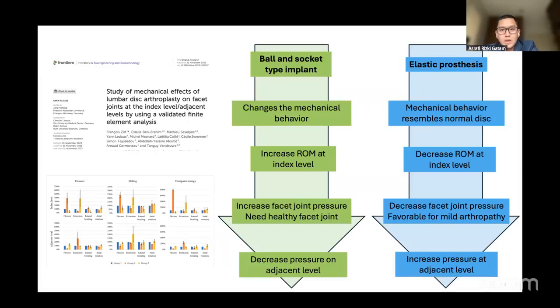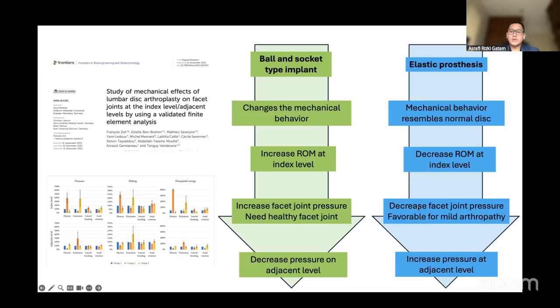So whenever we put the ball and socket implants, it tends to have more mobility at that segment, and it will increase the facet joint pressures at the back. But since there is more mobility at that segment, it will decrease the pressure on the adjacent level. On the contrary, with the elastic prosthesis, the motion of the implant itself is not as much as the ball and socket type implants, and the range of motion is a bit decreased, a bit stiffer compared with the ball and socket type implants.